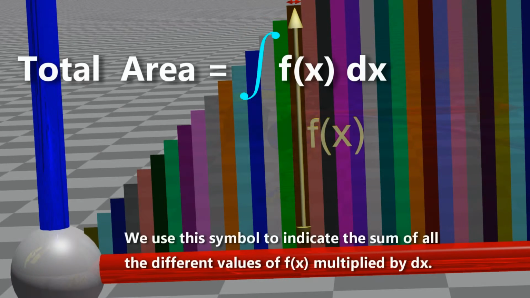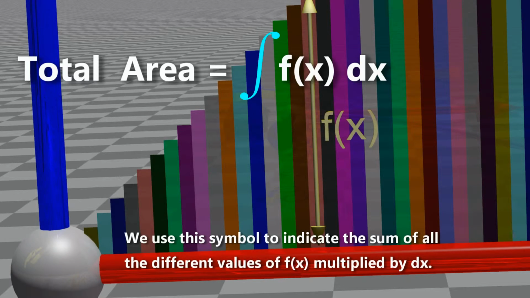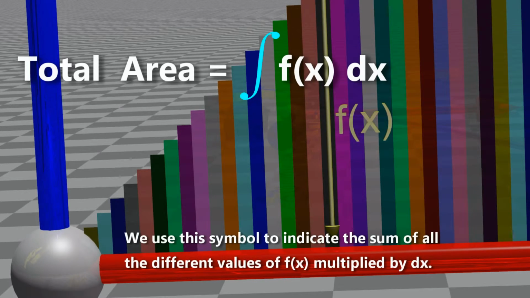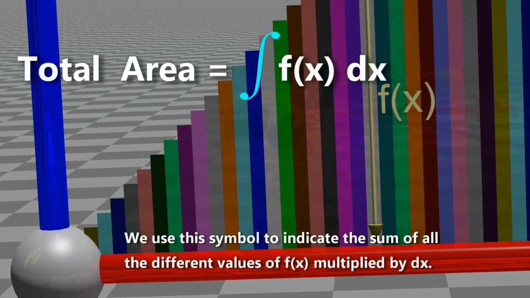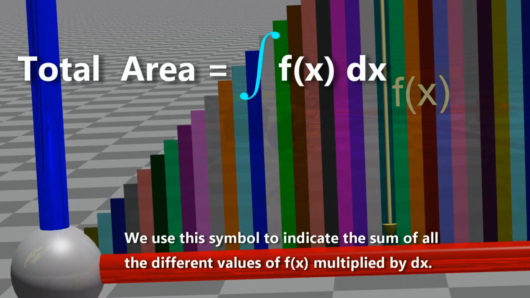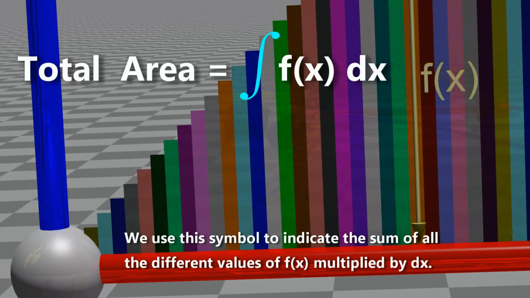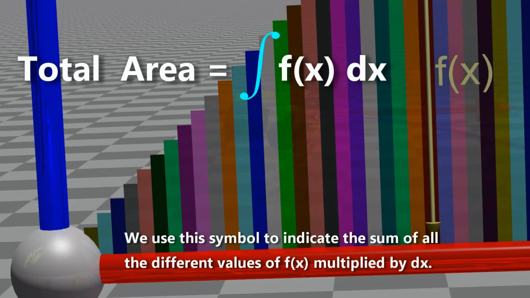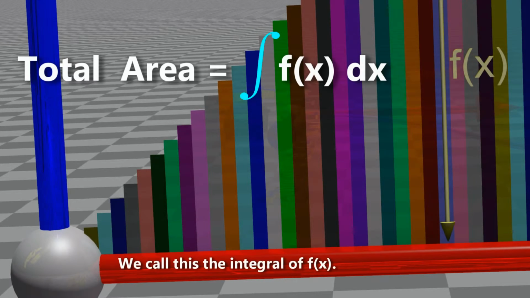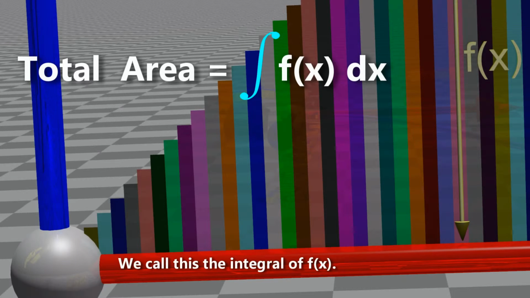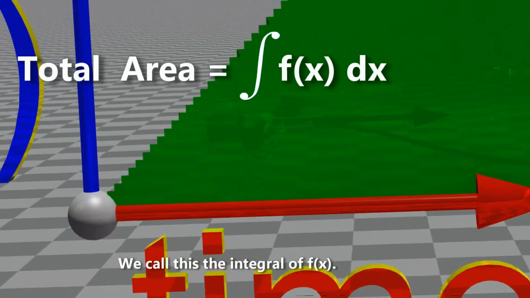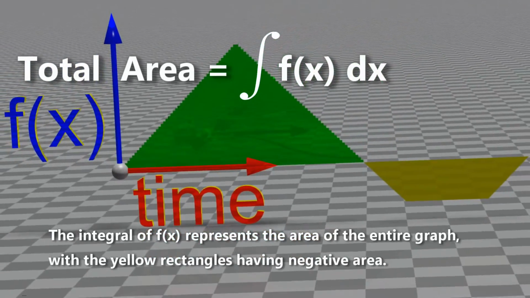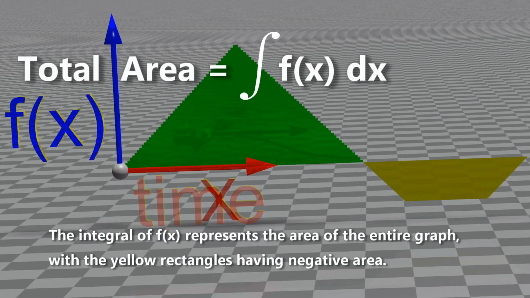We use this symbol to indicate the sum of all the different values of f of x multiplied by dx. We call this the integral of f of x. The integral of f of x represents the area of the entire graph, with the yellow rectangles having negative area.